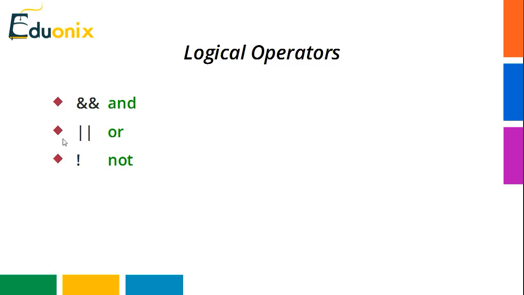For the OR, it's slightly different. True or true gives true. True or false also gives true. False or false gives false. The NOT only operates with one Boolean value, so not false is true, and not true is false.